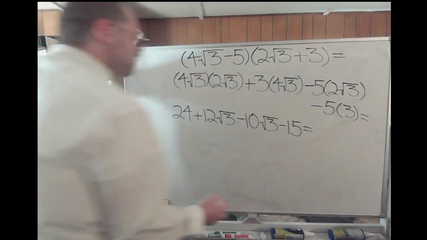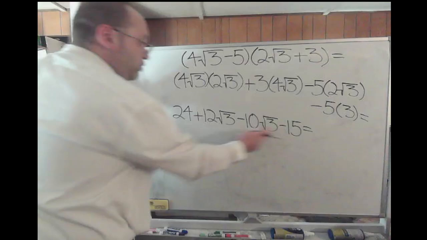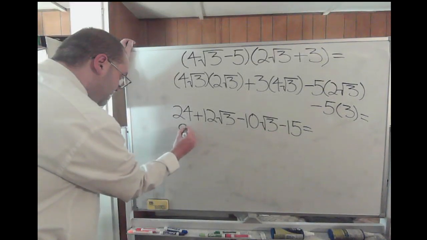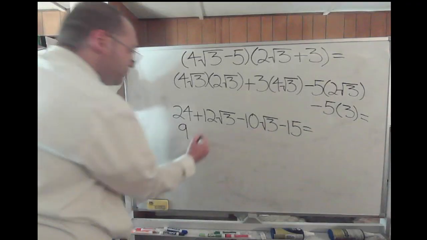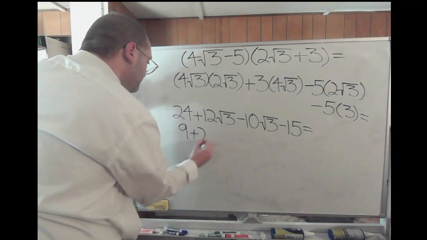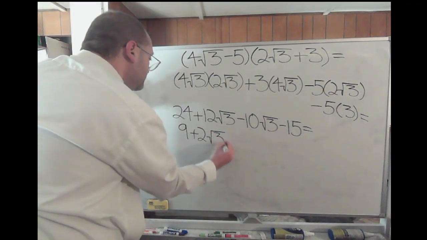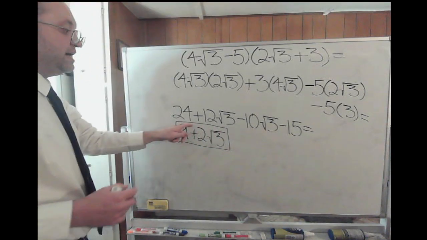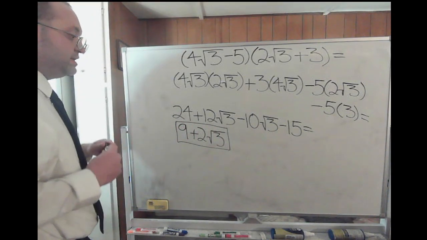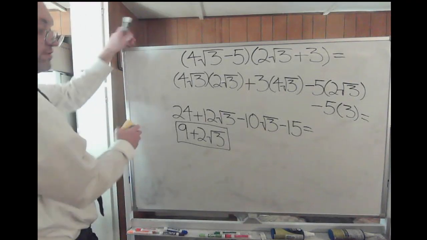So now we can simplify this. 24 minus 15, that's going to be 9. And then 12 times the square root of 3 minus 10 times the square root of 3, that'd be positive 2 times the square root of 3. So the answer you should get for this would end up being 9 plus 2 times the square root of 3. That would be your answer. And I got some more foiling ones.